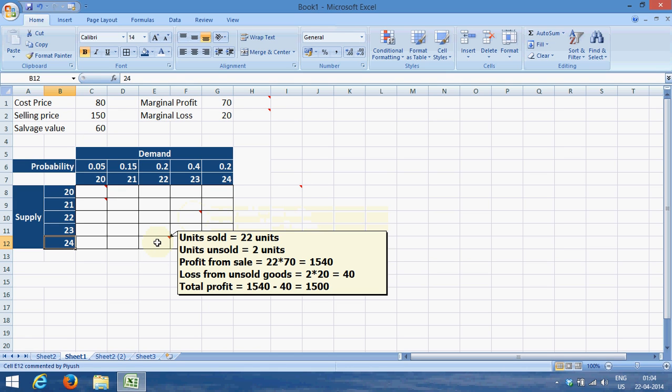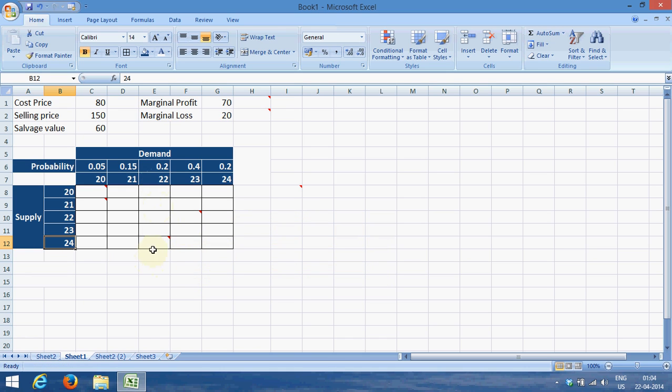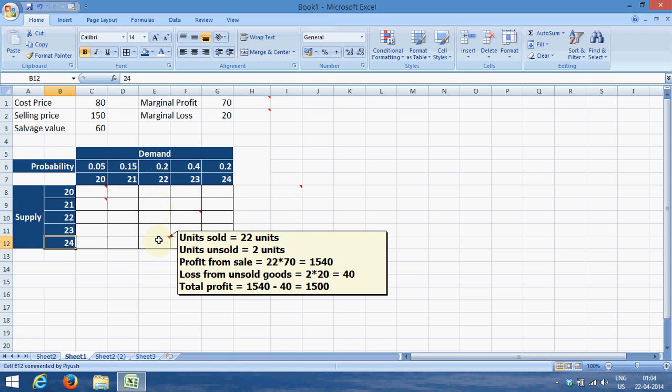One more example to end this. Here we have a demand of 22 units and a supply of 24 units.